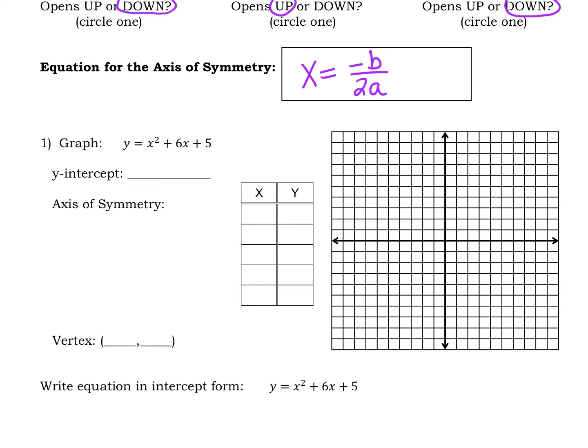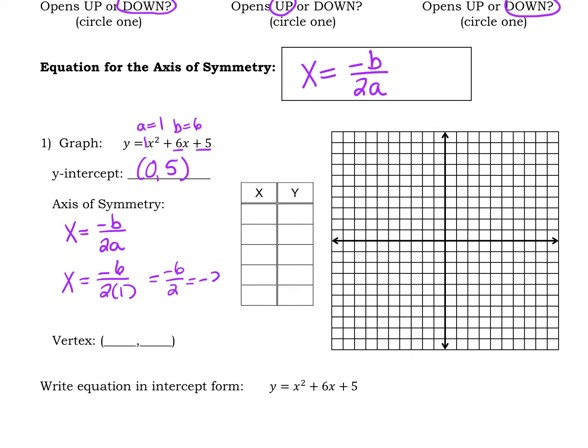First it's saying what's the y-intercept? Well, my y-intercept would be at 5 because that's my c value. To find my axis of symmetry, I'm going to do opposite b over 2a. So my a is 1 and my b is 6. So I'm going to have opposite of 6, so negative 6 over 2 times 1. And so my axis of symmetry will be at negative 3. So I'm going to go where x is negative 3, and I'm going to draw in my axis of symmetry.